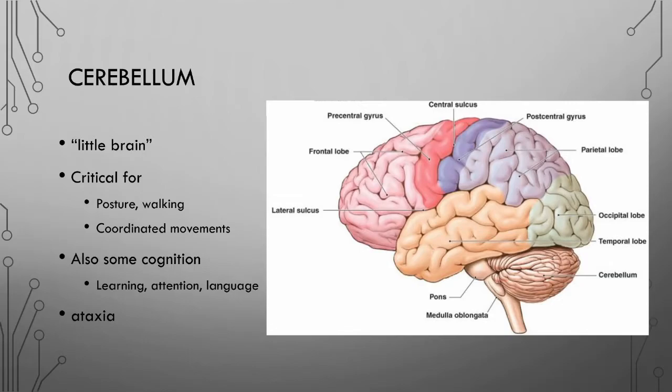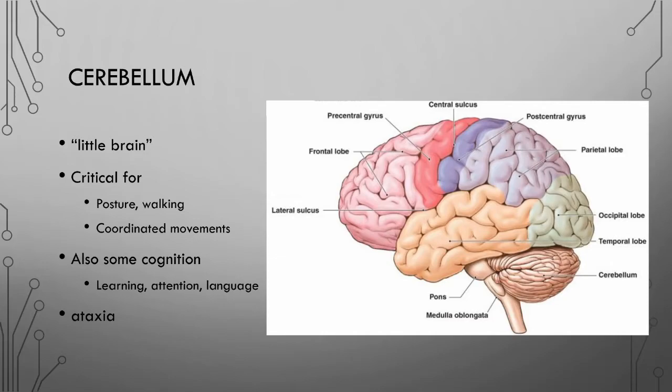So the cerebellum literally means little brain, and it's easy to see why. It's here at the bottom right of this diagram. This area is packed tightly with neurons and proportionately is home to most of the brain's neurons. It's tightly folded with many layers, kind of like an accordion. The cerebellum is really critical for maintaining posture, for walking, and for making coordinated movements. It doesn't directly control movements, it's more kind of indirectly related.